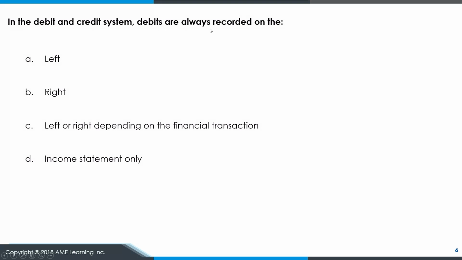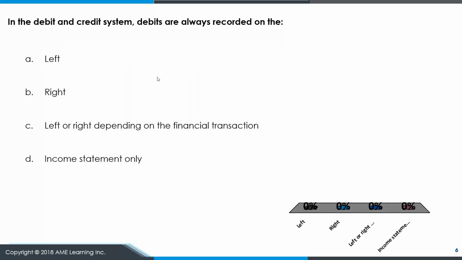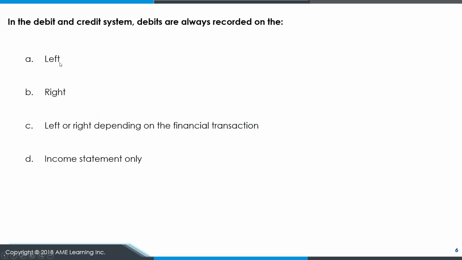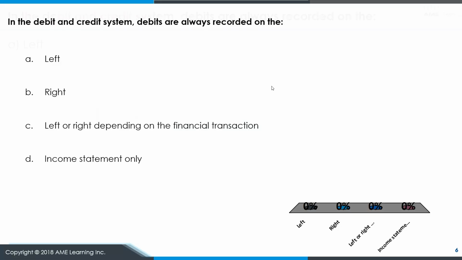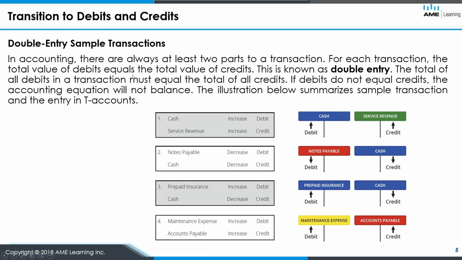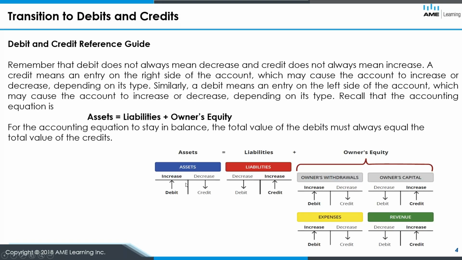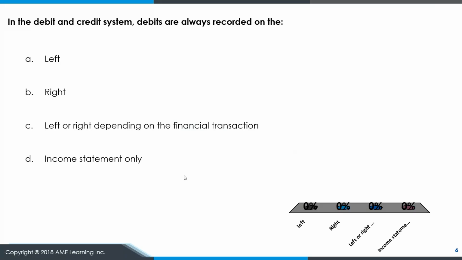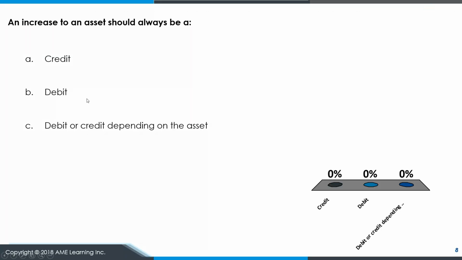So in the debit and credit system, debits are always recorded on the left. Remember, whether the debit or credit is an increase or decrease depends on the account, but it's always on the left. That's what we mean when we say debit. Okay, here we have another question. An increase to an asset should always be, and then we could go back to this diagram. Increases to assets will always be debits. So we'll have B as our answer there.